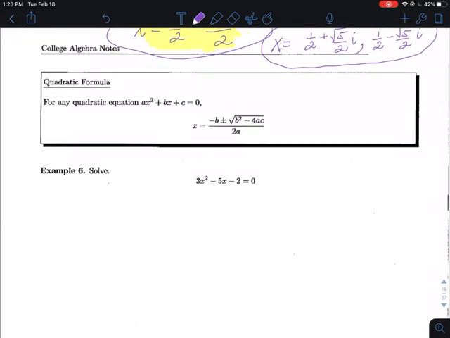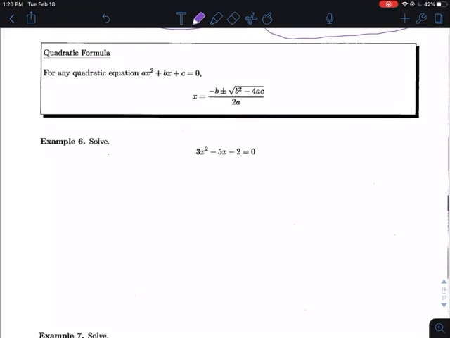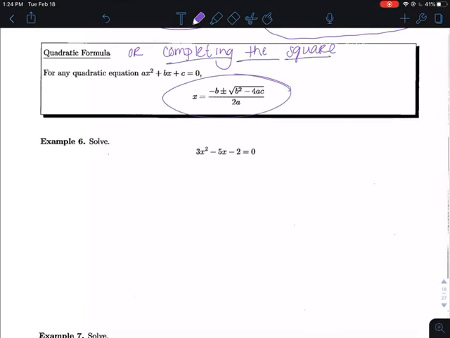All right, now we're going to move on to the quadratic formula. Anytime you see a problem where it says solve using the quadratic formula or completing the square, the direction says solve by completing the square. We're going to use this formula also. And the reason why is because this formula is derived by using a process called completing the square.